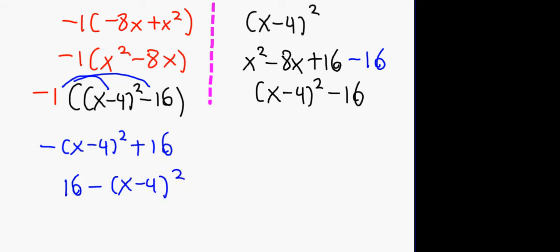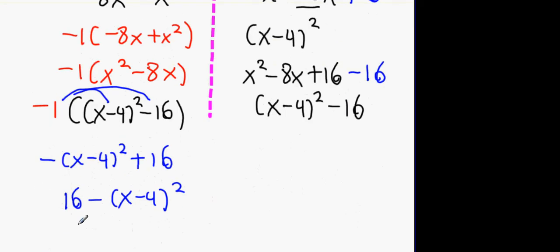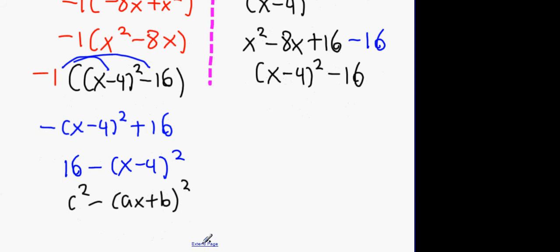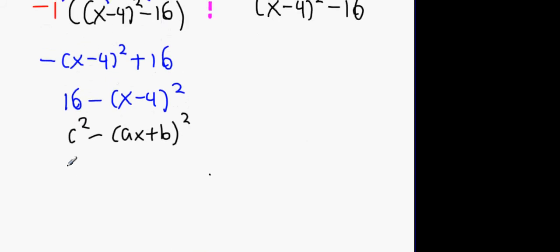Is that presented the way we wanted it to be presented? No. So we have to write down what it is: c squared minus (ax plus b) squared. What we can say is c squared is 16, so you can change that to 4 squared. So c equals 4, a equals 1, and b equals minus 4.